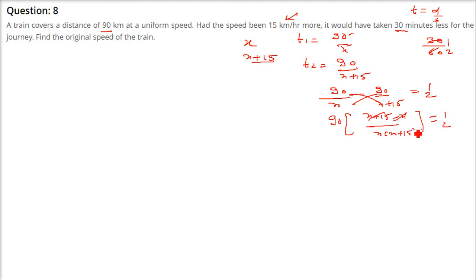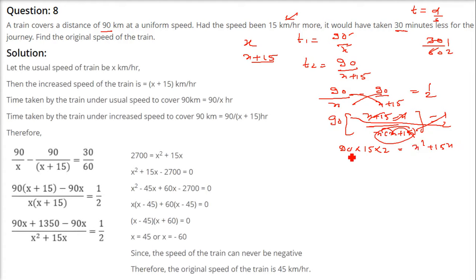This gets cancelled. So I'm taking this on the right hand side and 2 with 90. So 90 into 15 into 2, and here we have x square plus 15x. So what do we get? X square plus 15x, and 15 into 2 is 30, 30 into 90 is 2700. So the equation becomes x square plus 15x minus 2700 equal to 0.